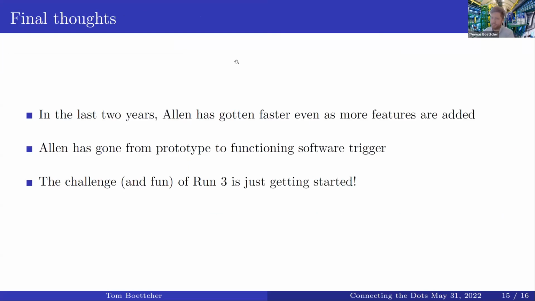So some final thoughts. In the last 2 years, Allen has gotten a lot faster, even as we've added more features, and there are more features we want to add. And so I hope there are a lot more exciting things we can do with Allen in the future. And we've gone from a prototype to a real functioning software trigger. We are selecting PP data, and Run 3 is just getting started. And so I'm sure as we go on, we'll uncover more challenges, but I think it's going to be a lot of fun and a very exciting time to work on this project.